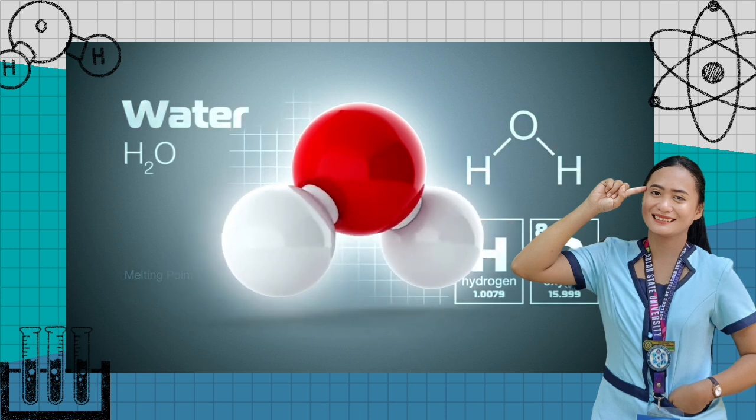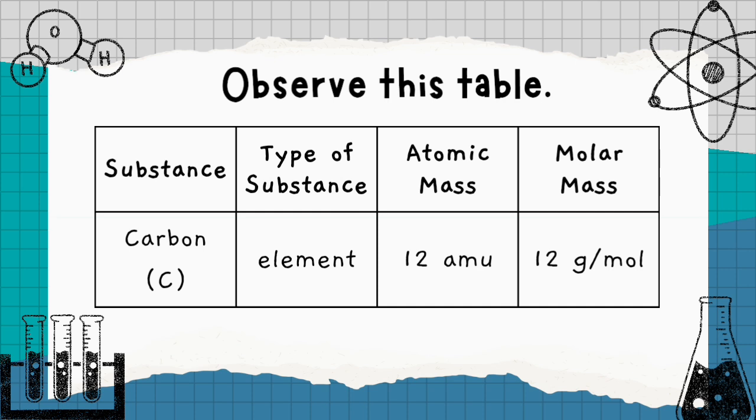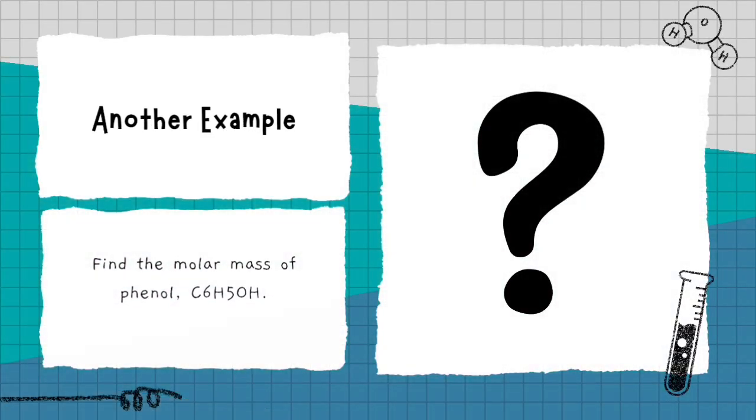Observe this table. From this table, how did we get the 12 grams per mole? So we get 12 grams per mole from our atomic mass. Then we will have the answer as 12 grams per mole. That's right. So how about this next example?